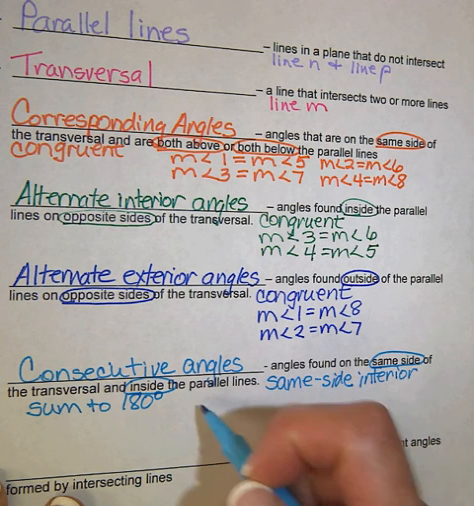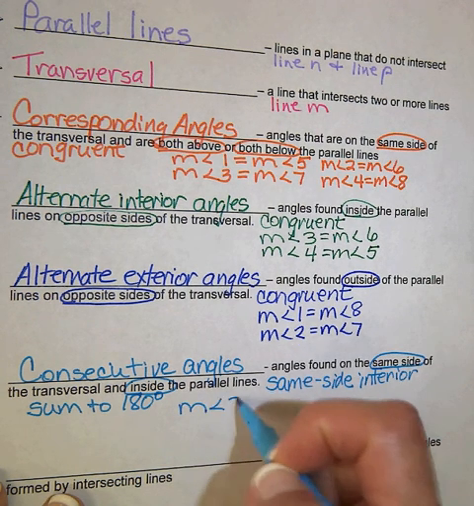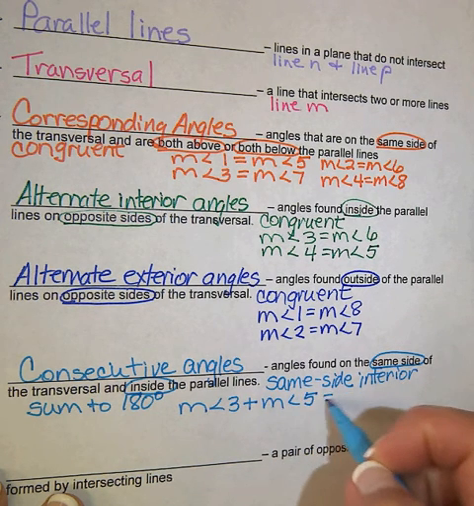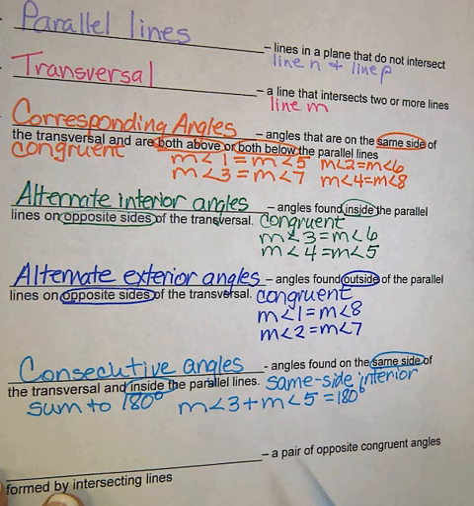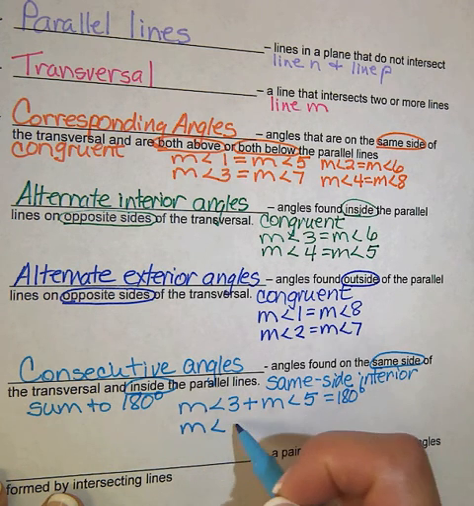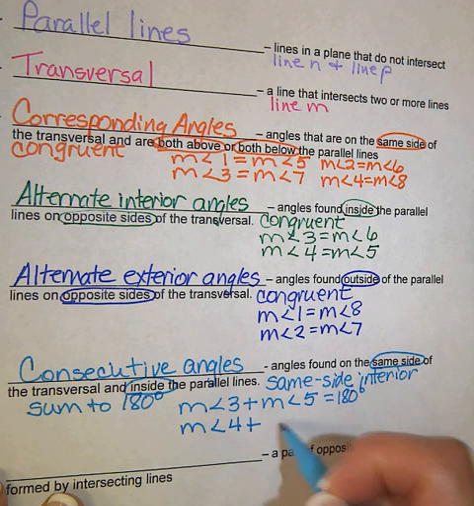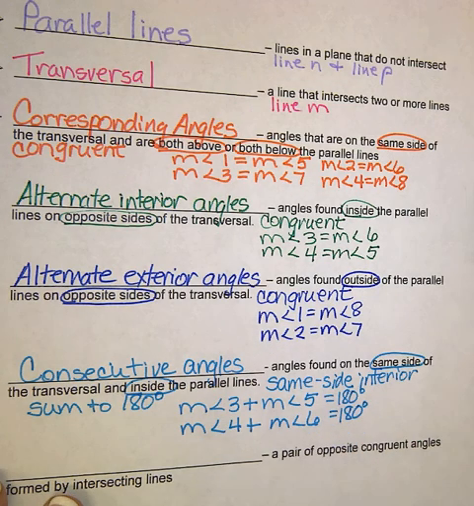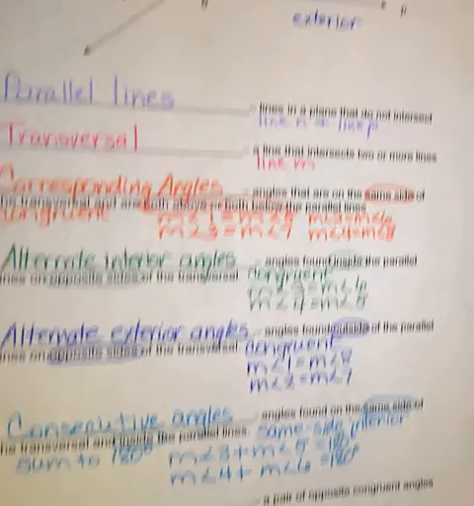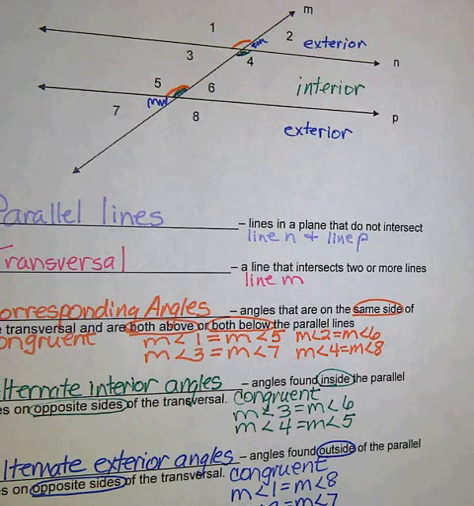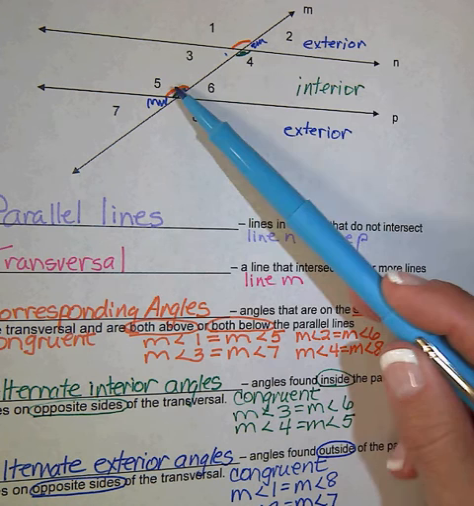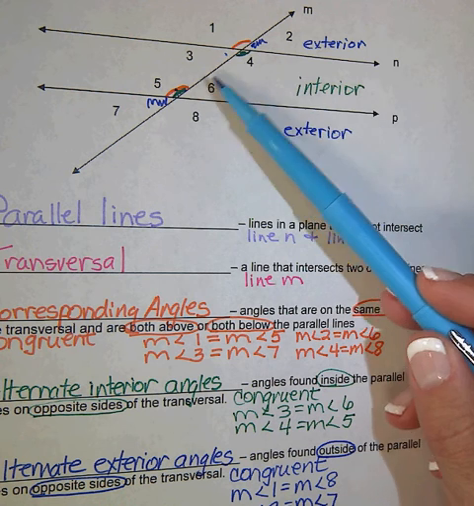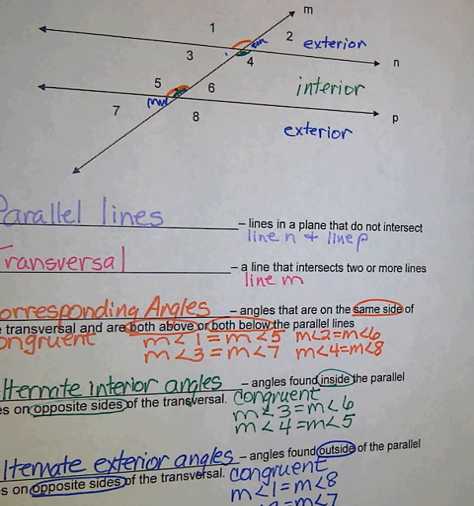So here we can say the measure of angle 3 plus the measure of angle 5 equals 180 degrees. Or the measure of angle 4 plus the measure of angle 6 equals 180 degrees. Okay, so let me slide this down. Angles 3 and 5 are consecutive. They would add to 180. Angles 4 and 6 are consecutive. They would add to 180.